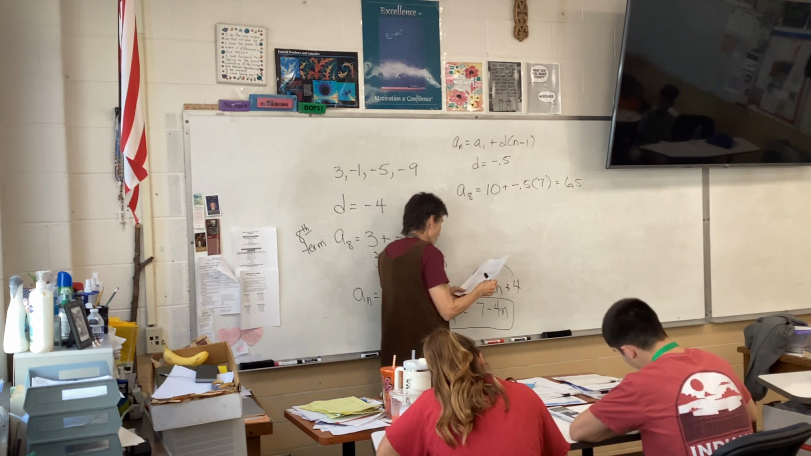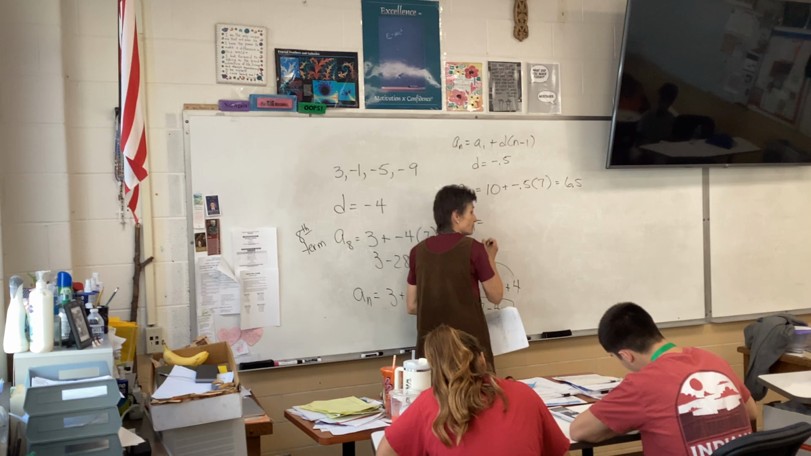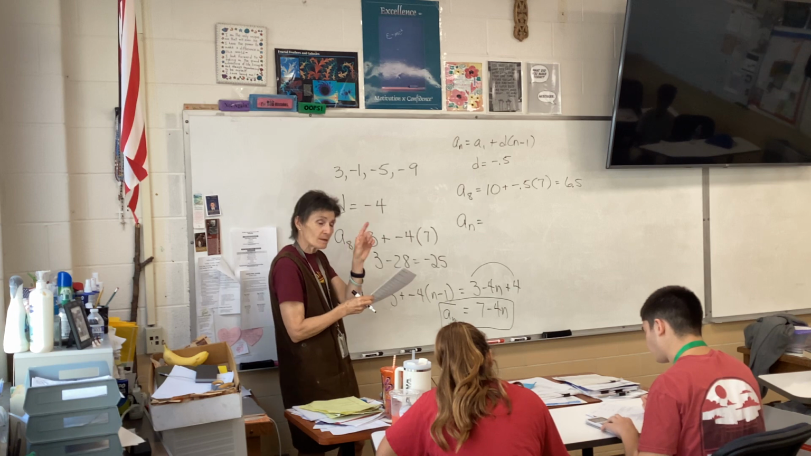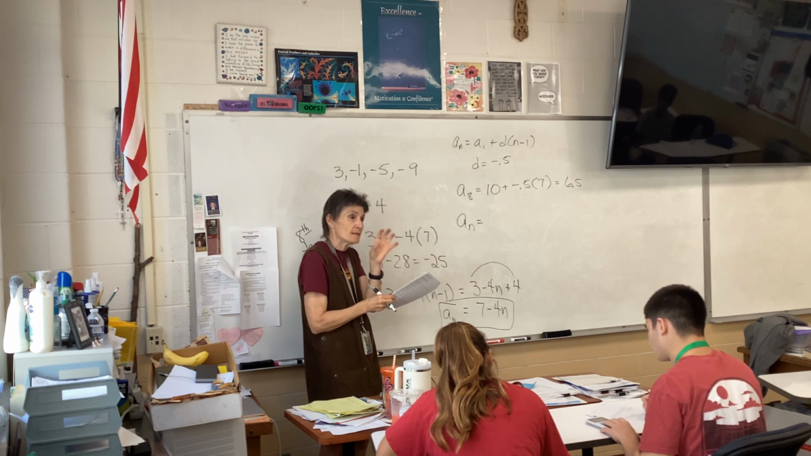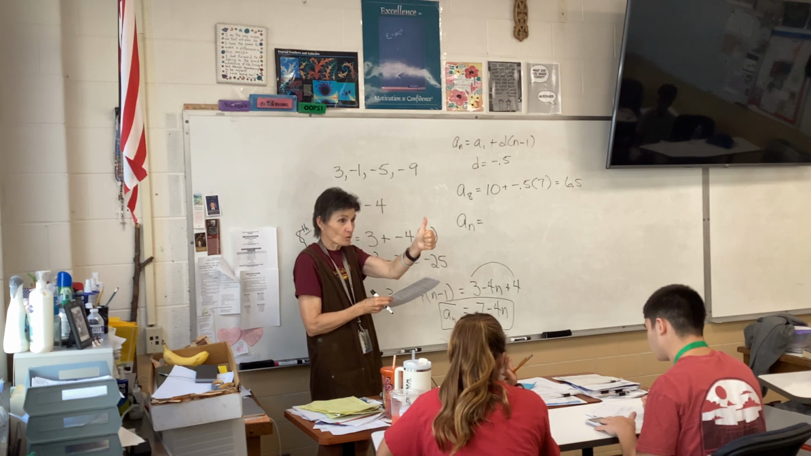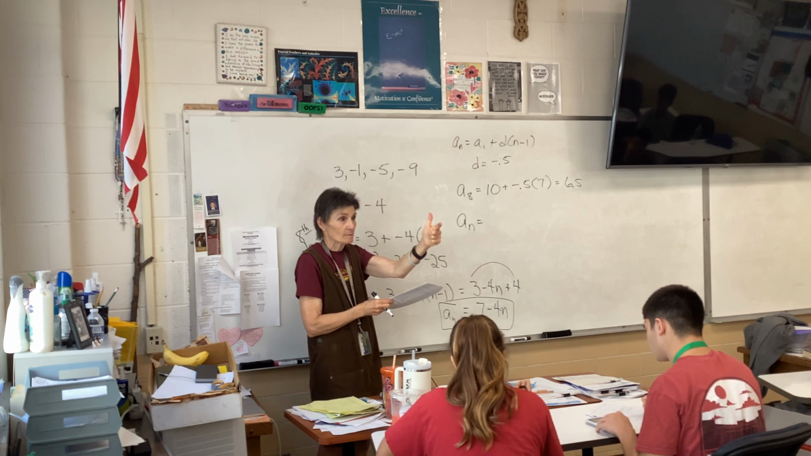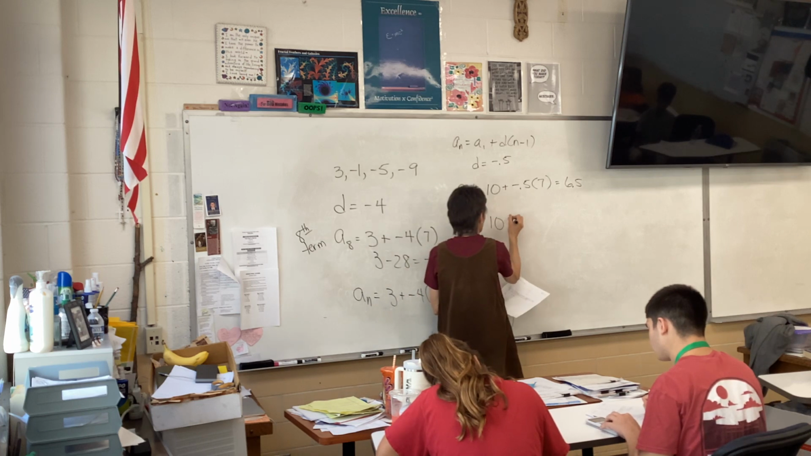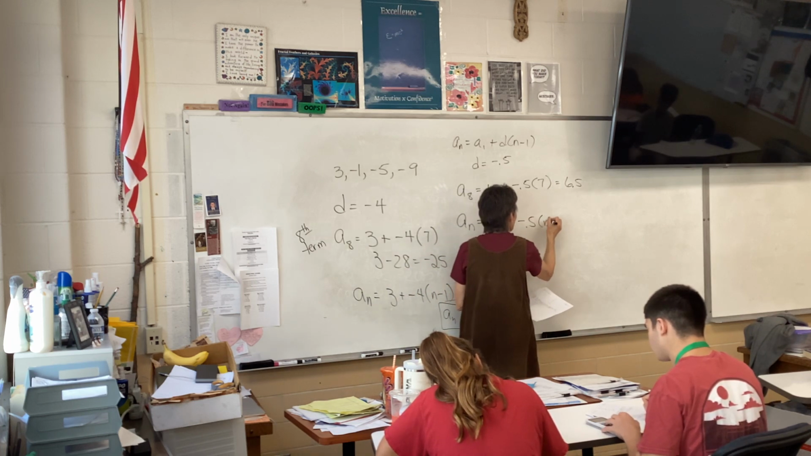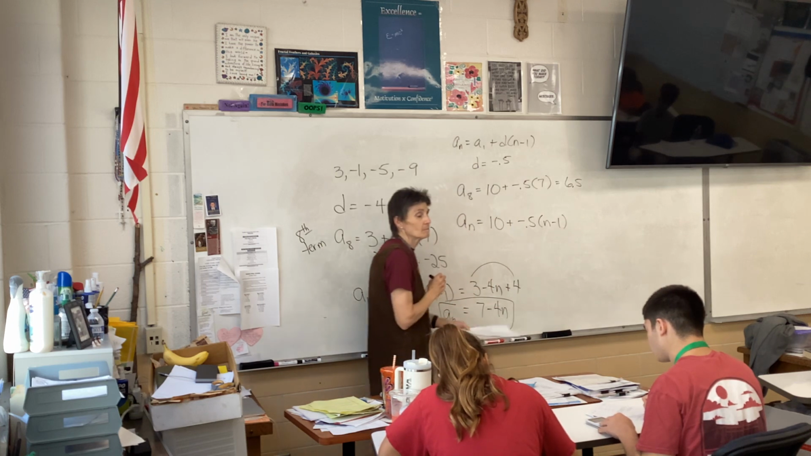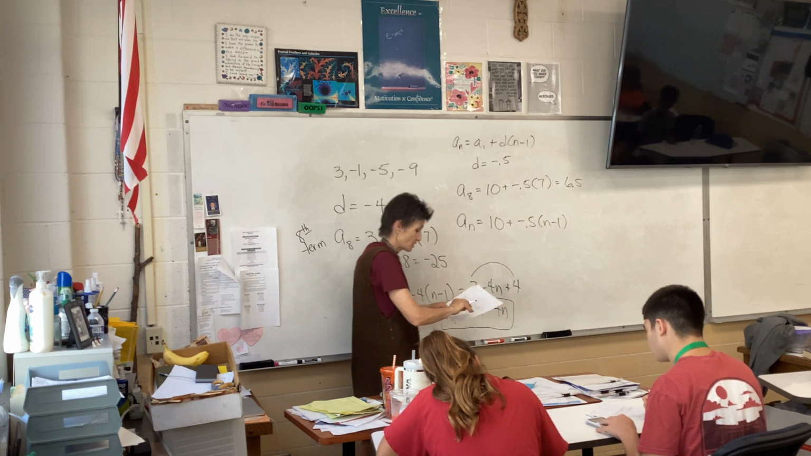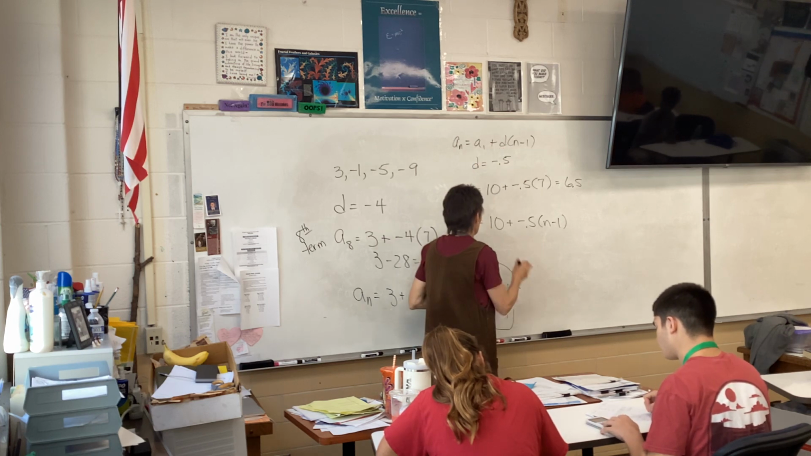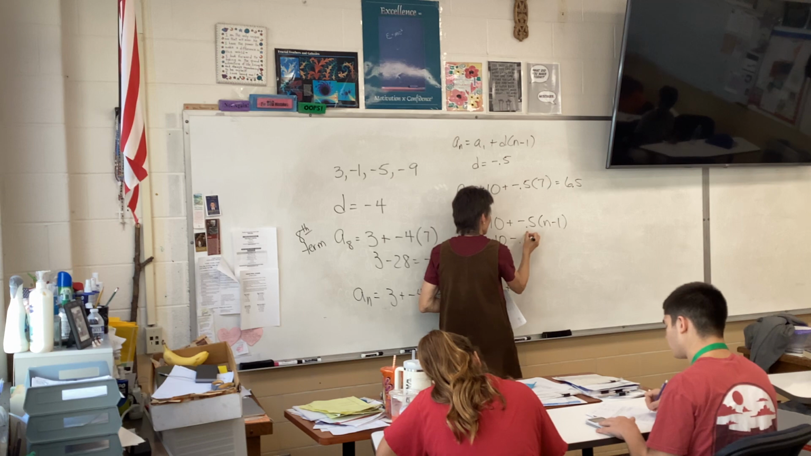All right, now what is my explicit formula? So all we need to do, make a note of this, when you write your explicit formula, what do you need to plug in? 2 things. First term, common difference. So what's my first term? 10. My common difference is -0.5. So I put 10 in here, -0.5 here. Then I'll do my distributive.